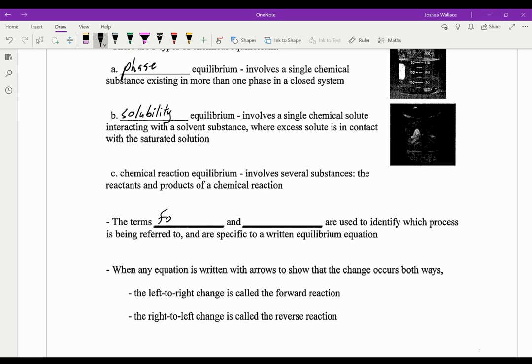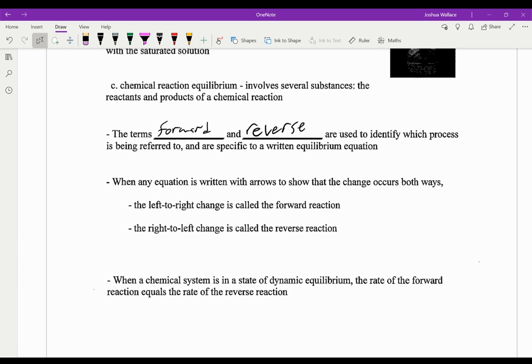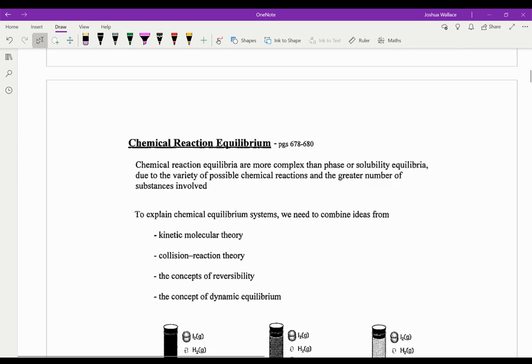The terms forward and the opposite of forward, which is reverse, are used to identify which process is being referred to and are specific to a written equilibrium equation. The left to right change is called the forward reaction, so as we were seeing before, and the right to left change is called the reverse reaction. So reactions will often do an arrow like this to show that it can go either of which way. When a chemical system is in a state of dynamic equilibrium, the rate of the forward reaction equals the rate of the reverse reaction. So rate is essentially how fast. The rate of the forward reaction equals the rate of the reverse reaction.